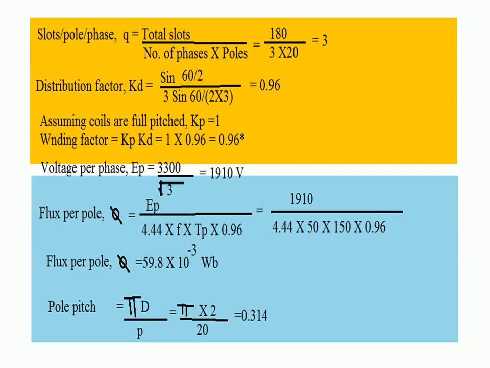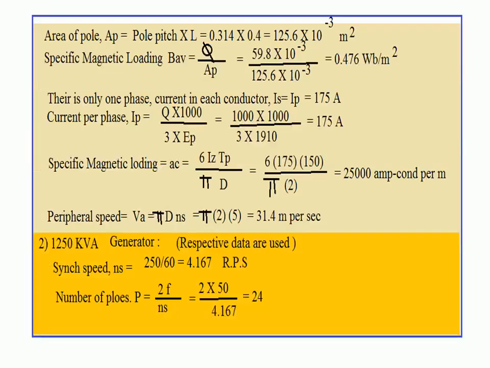Then again alternator is star connected, go for phase voltage EL by root 3, flux per pole by using EMF equation, hence pole pitch equal to pi d by P. Area of pole should be equal to pole pitch into length. Area of pole we are getting. Then specific magnetic loading B average equal to flux divided by area of pole. We are going to get around 0.476.